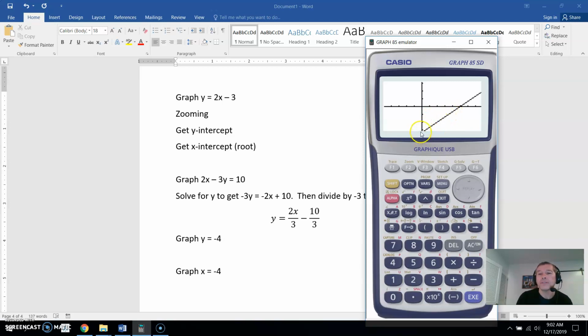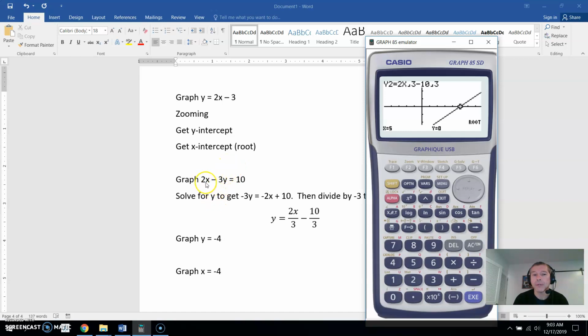And actually the y-intercept doesn't even have to be on the screen to get that. If I do gsolve y-intercept right here, that tells me what the coordinate is of the y-intercept. That's -3.333, which is really -10/3. Right there is the y-intercept. The x-intercept, let's do gsolve root. And there's the x-intercept. That does have to be on the screen for it to get it, but it's at 5, 0.